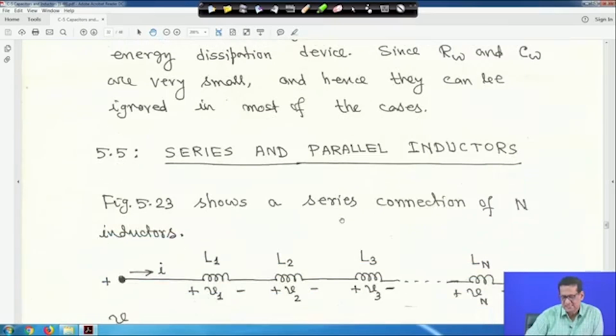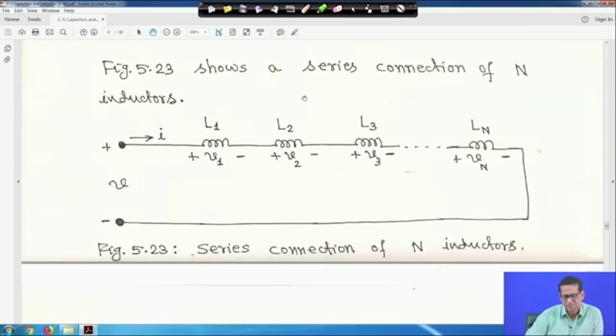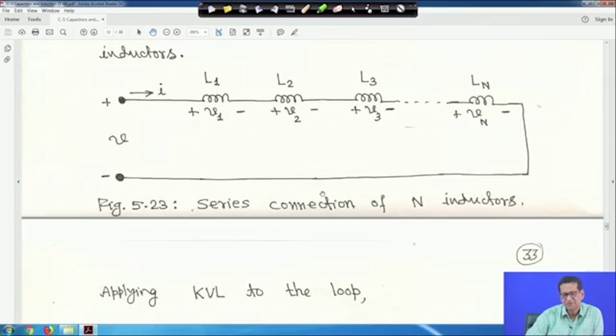Next is series and parallel inductors, right. This is a simple circuit, figure 23, which shows a series combination of n inductors, where voltage V is there, and L1, L2, L3 up to Ln are all connected in series. The current flowing through this is I, the voltage across L1 is V1, across L2 is V2, and like this across Ln is Vn, right. So, this is a series connection of n inductors.